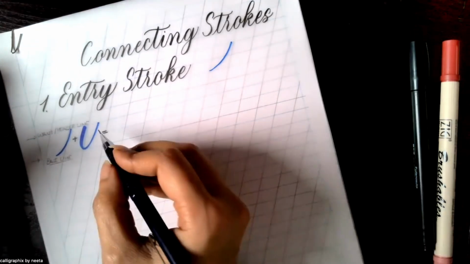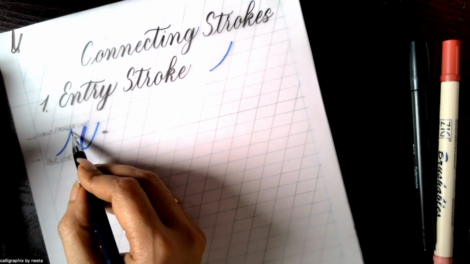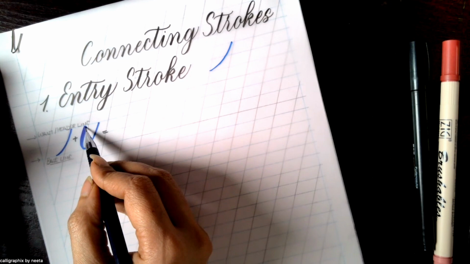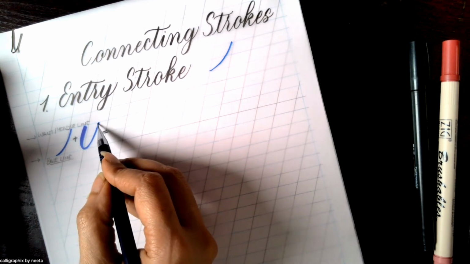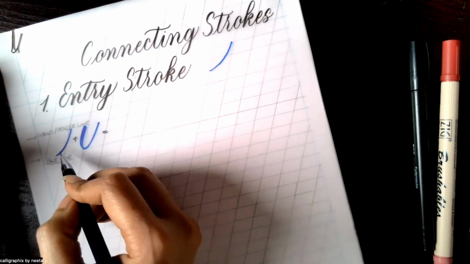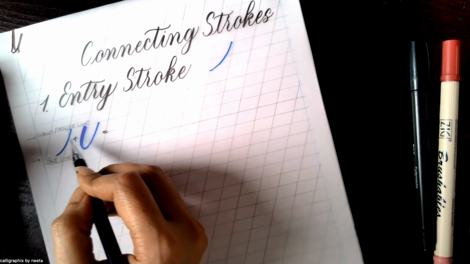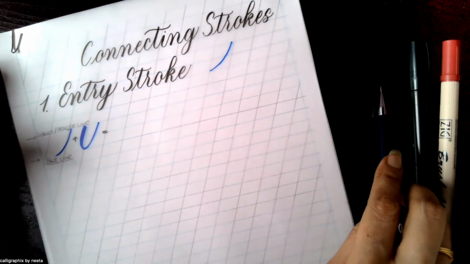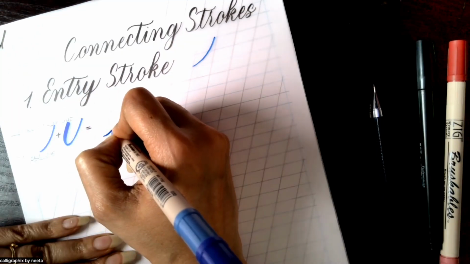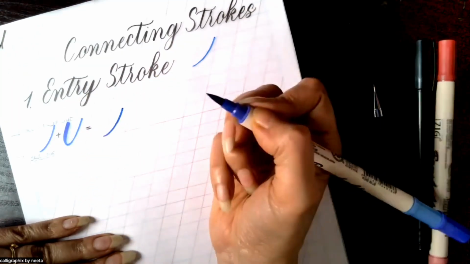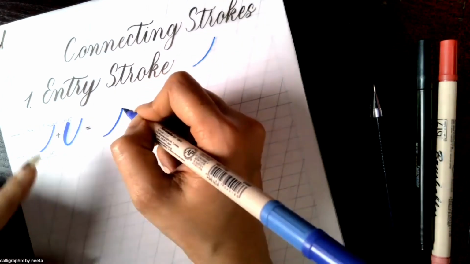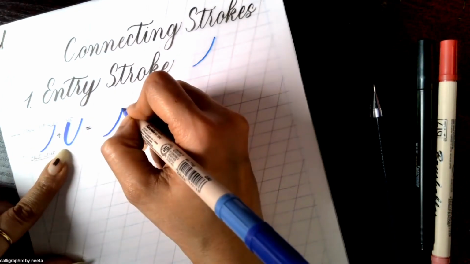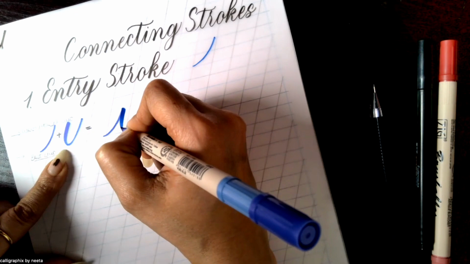Now we see that this is ending at the header line and this is starting from the header line and it is ending back at the header line. So there is no issue at all while connecting these two. So we'll connect them as they are. This was our entry stroke and now we are connecting this with this.